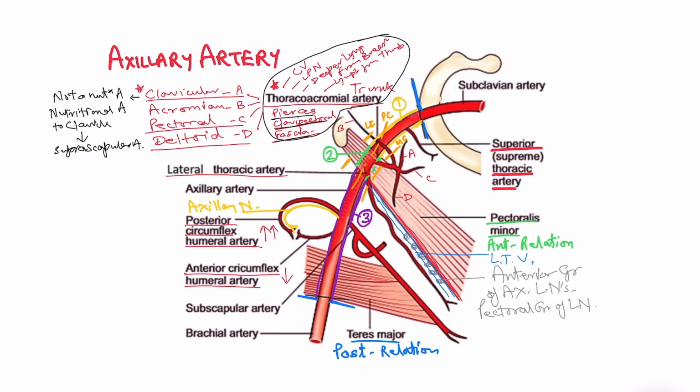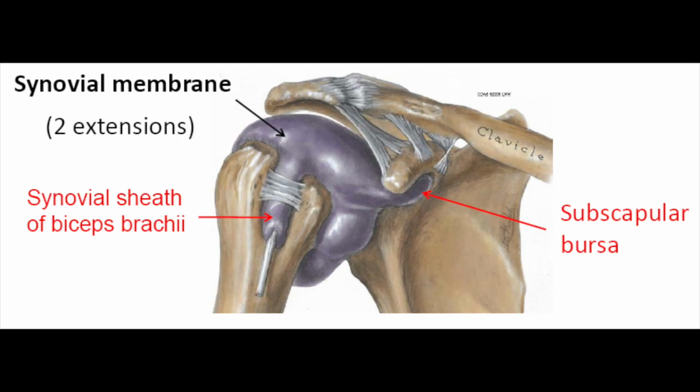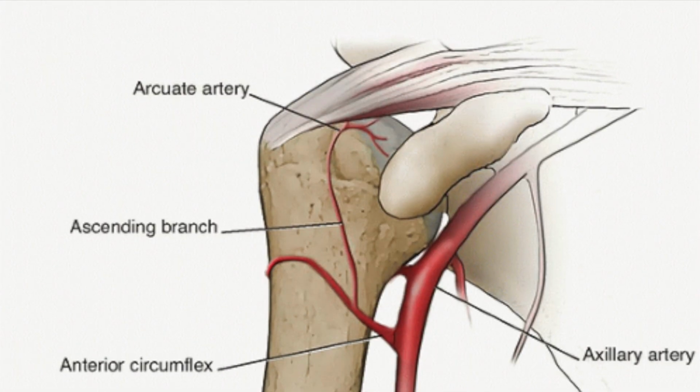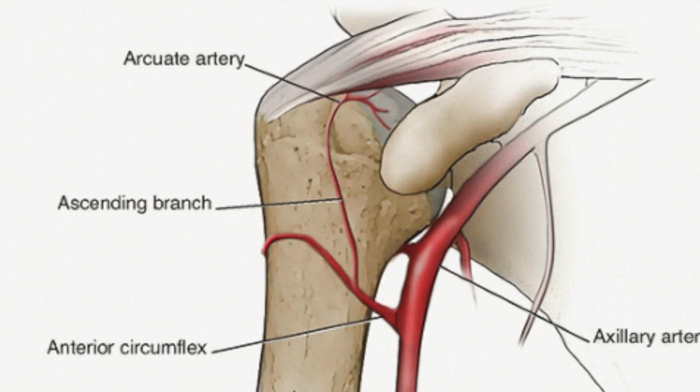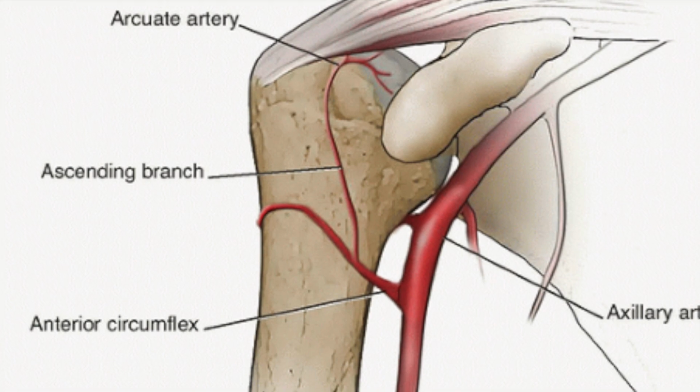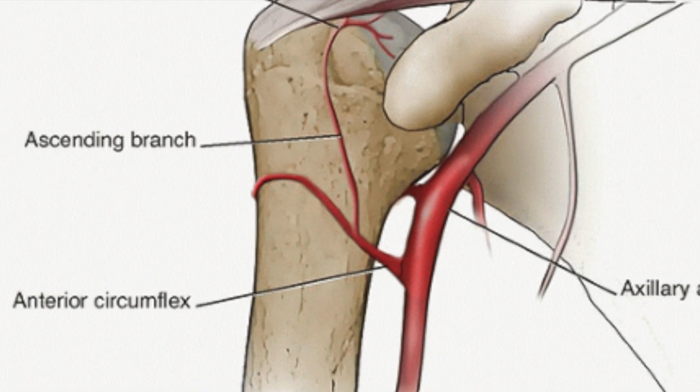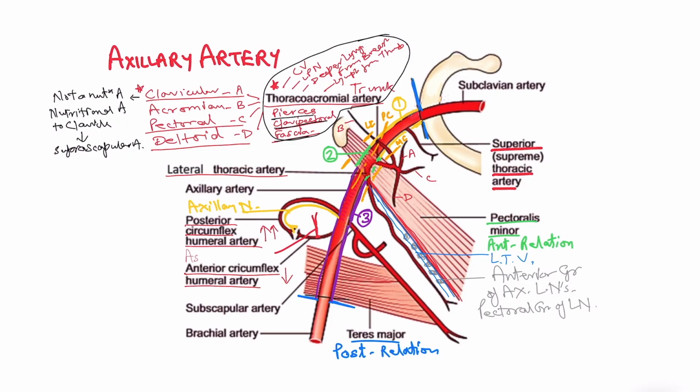And this anterior circumflex humeral artery, remember, gives an ascending branch. It gives an ascending branch anteriorly between the lesser and greater tubercles through the intertubercular sulcus. We also call it bicipital groove, through which the tendon of long head of biceps along with its synovial sheath emerges out, and it's this ascending branch from the anterior circumflex humeral artery which reaches to supply the shoulder joint. This is the ascending branch.